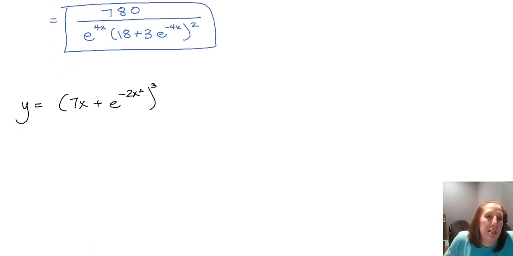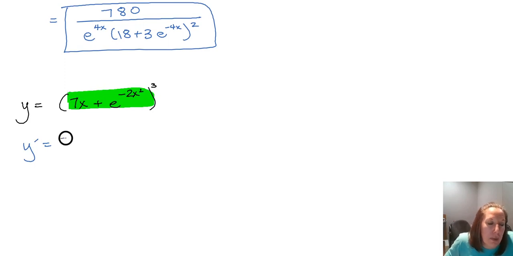All right, one more example. We have the quantity 7x plus e to the negative 2x squared, that whole quantity raised to the third power. So here again we have a chain rule problem. So if we have something raised to the third power, that's going to be 3 times that something squared.